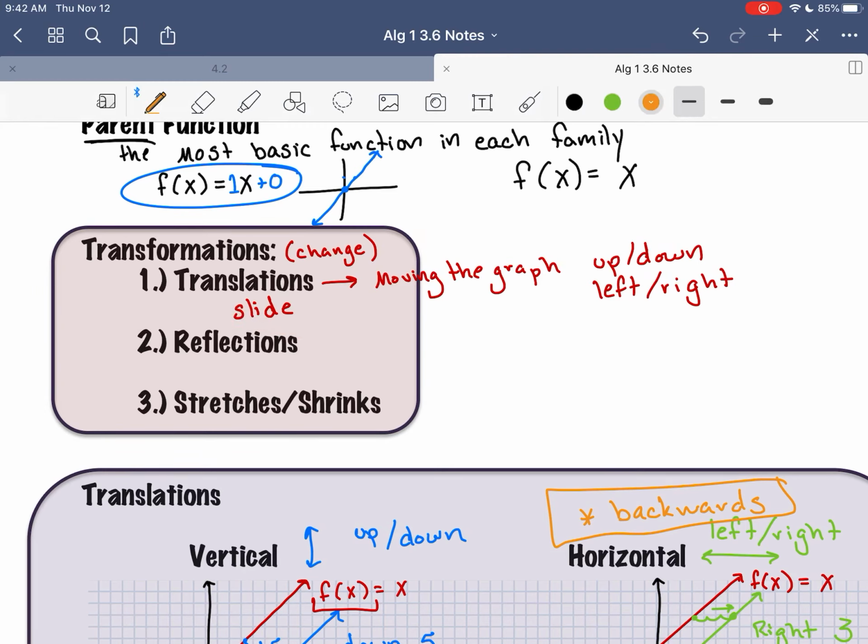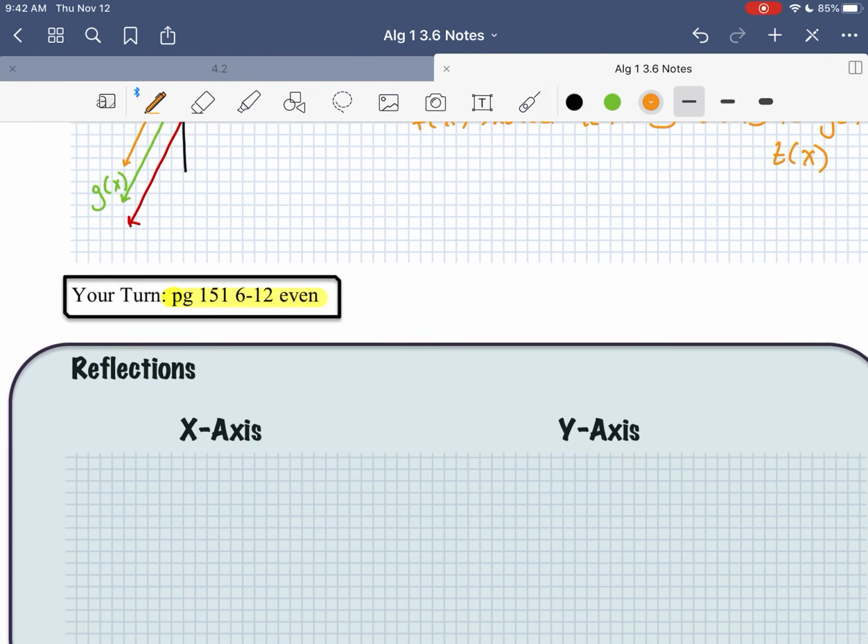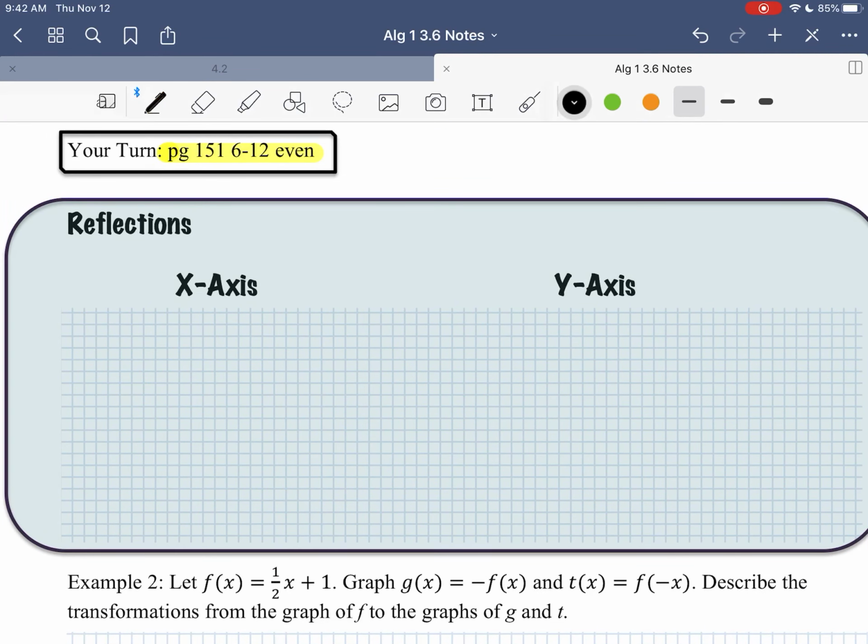So reflections, really what they do is they flip the entire function over. Back in elementary, you probably would have called these flips. So it's going to completely flip the entire function over. We have two different ways we can reflect. We can reflect over the x-axis, again, the x-axis is that horizontal one, or we can reflect over the y-axis, which is that vertical axis.